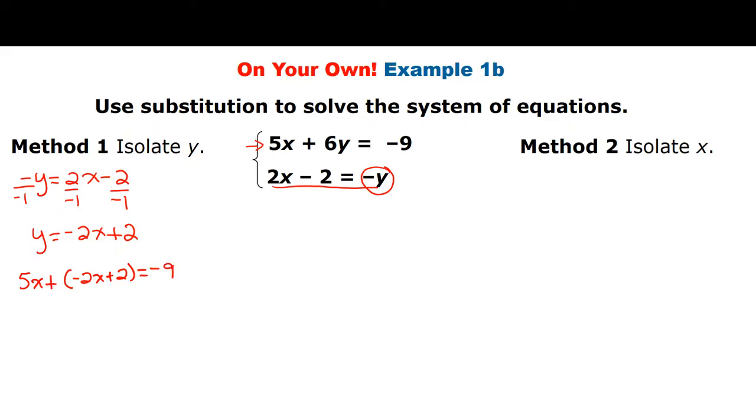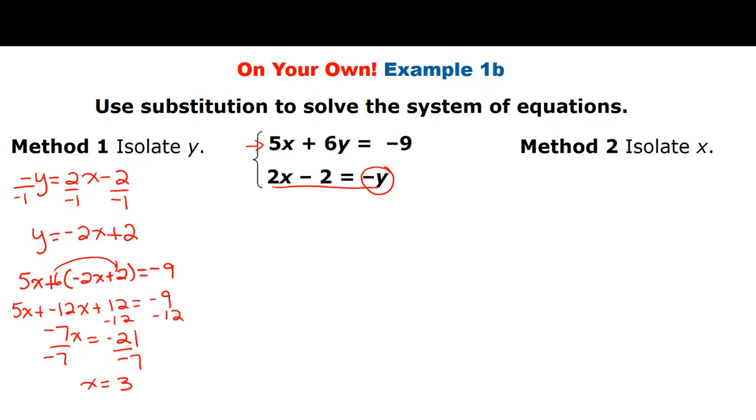All right, and this was supposed to be a 6 here. Okay, so I have 5x, and I'm going to distribute my 6 to both sides, plus negative 12x, and then distribute it to that, plus 12 equals negative 9. All right, so when I put my like terms together, I end up with negative 7x, and let's subtract 12 from both sides, minus 12, equals a negative 21. All right, dividing by negative 7 on both sides, we end up with x equals 3.